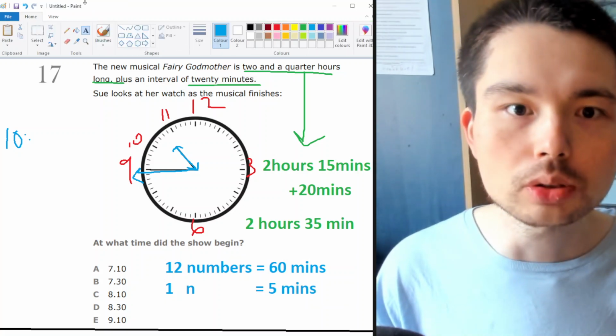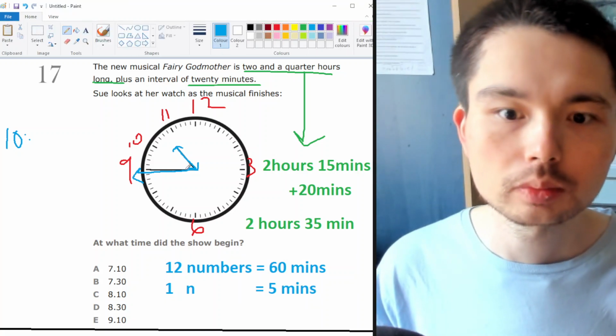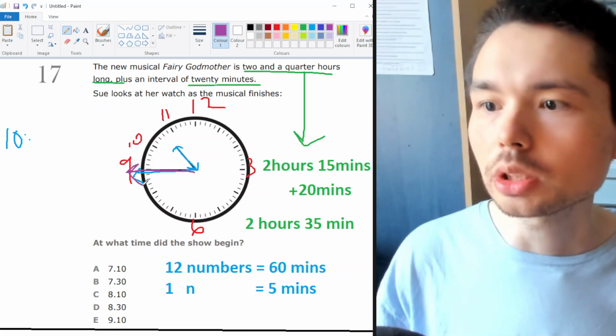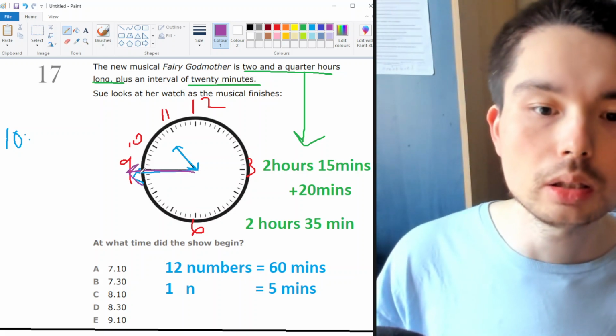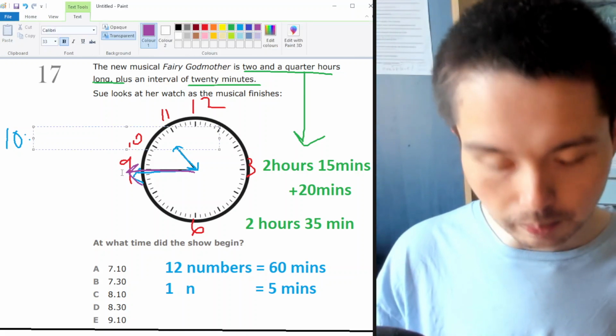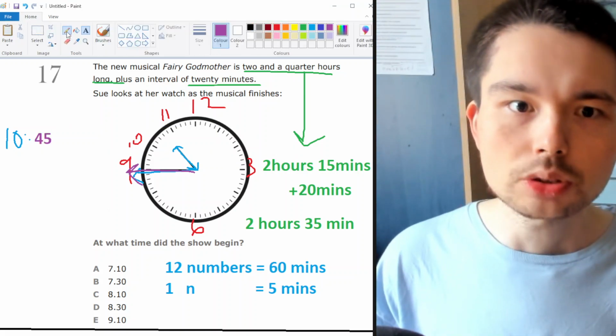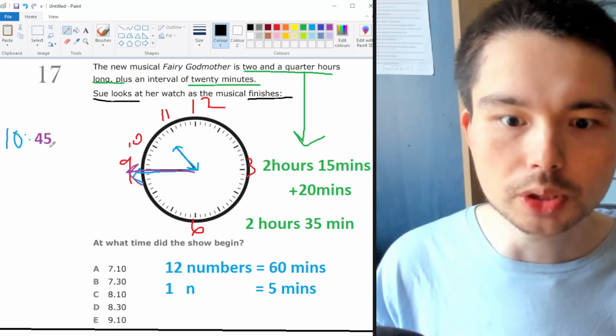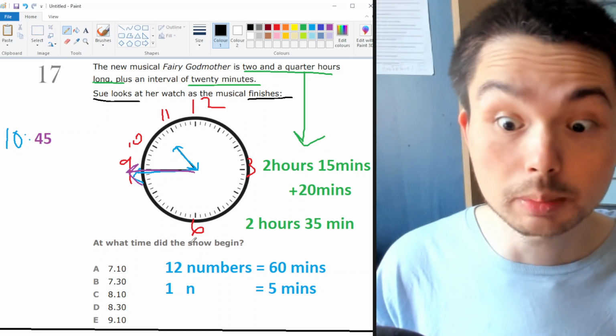That's why when this longhand, I'll make it clearer. Let me make it purple. This one is pointing to 9 o'clock. That 9, the number, so 9 times 5 is 45. That is the time. So really, Sue has finished watching her program. It finishes at 10:45 in the evening. At what time did the show begin?